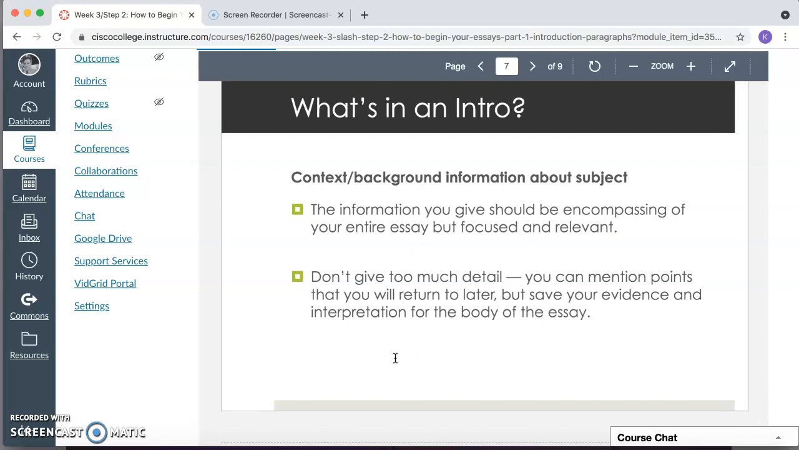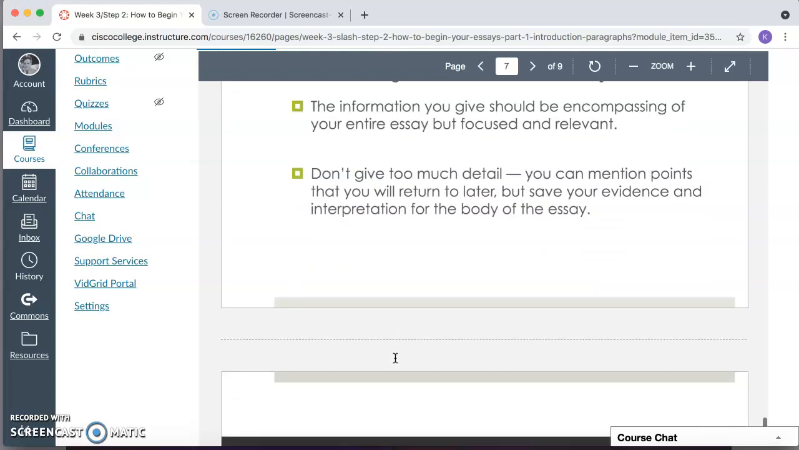Don't get into too much detail in your introduction. Paragraphs are generally 5 to 7 sentences, roughly speaking. So save the details and the analysis for your body paragraphs. Just give us a broad overview of what this essay is about and the context and background information in the introduction.